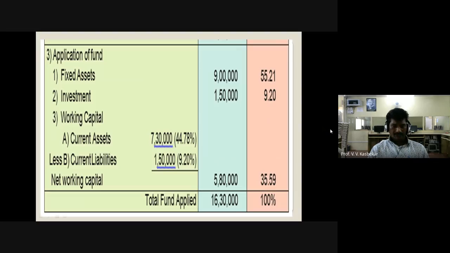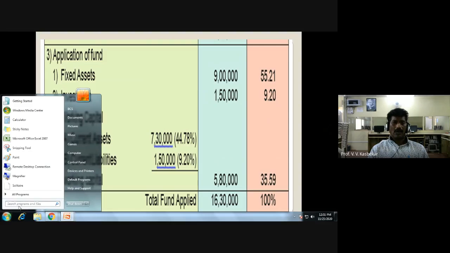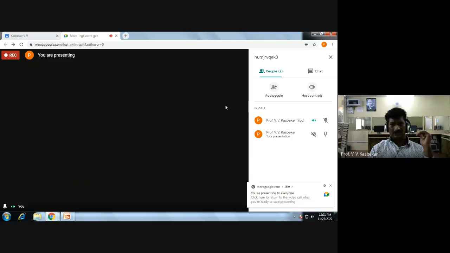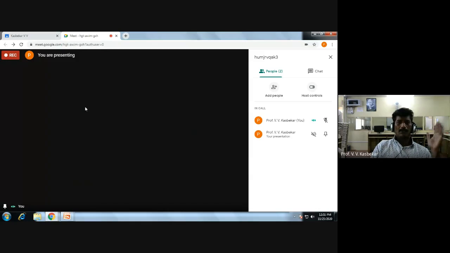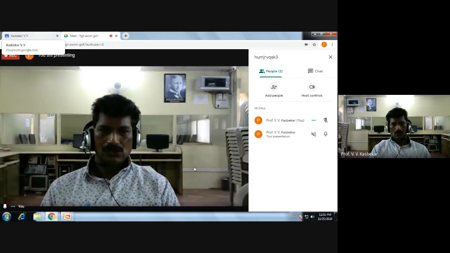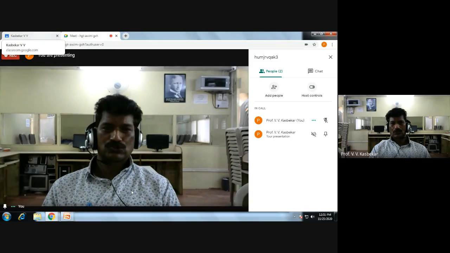So friends, with the help of this formula and with the help of all these steps, we have solved one example of common size statements. Friends, now in the next lecture, we are going to solve so many examples regarding these common size statements, or maybe comparative statements, comparative balance sheet, comparative profit and loss account. So today we are going to stop here. Stay safe.